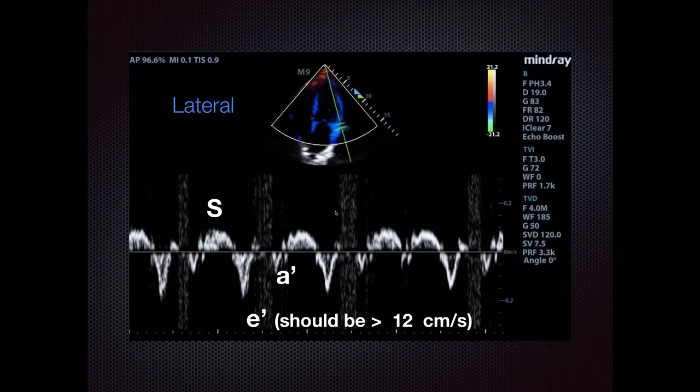You can do the same measurements at the lateral annulus level. The lateral E prime normally has a higher excursion than the septal annulus, so the normal values are a little bit greater than the septal numbers. In the normal individual, the lateral E prime is greater than 12. It's important to do both sides if you have a patient with regional wall motion abnormality, for instance.